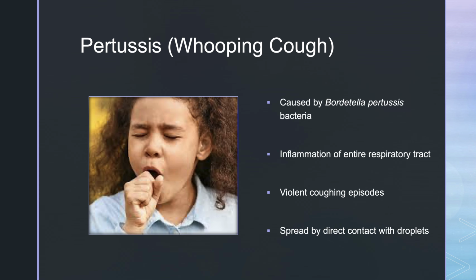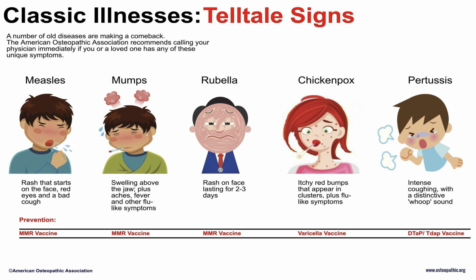Again, good news. There are preventatives for it, but you will see outbreaks of whooping cough from time to time. So, your main childhood illnesses, infectious diseases. We've got measles, mumps, rubella, chickenpox, and pertussis. We now have vaccines for all of these, so very important to vaccinate and help control the spread and the outbreaks of these diseases.